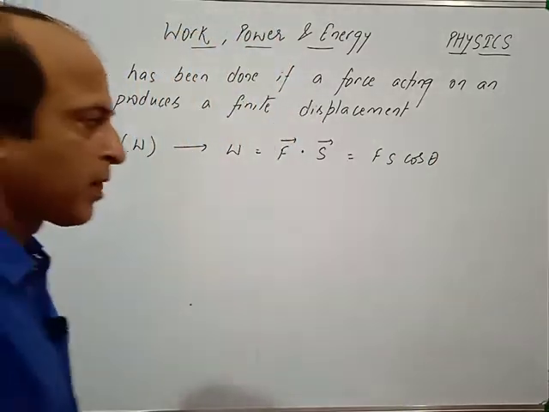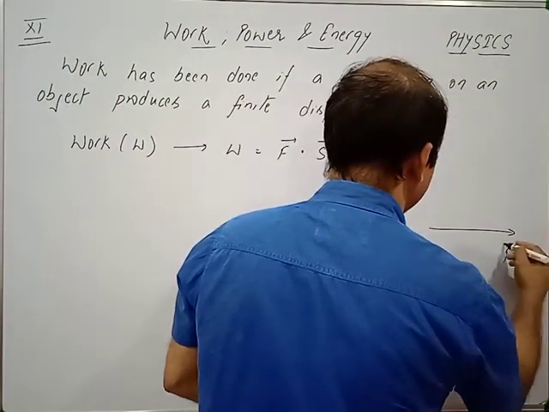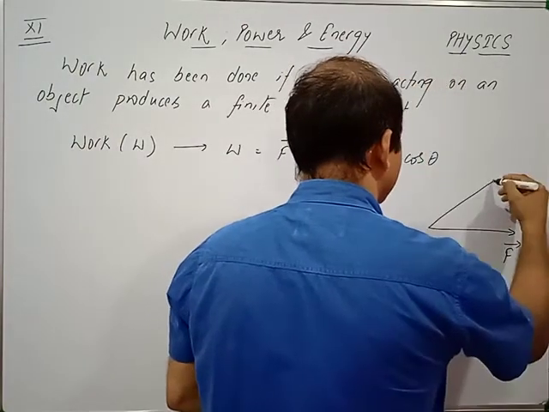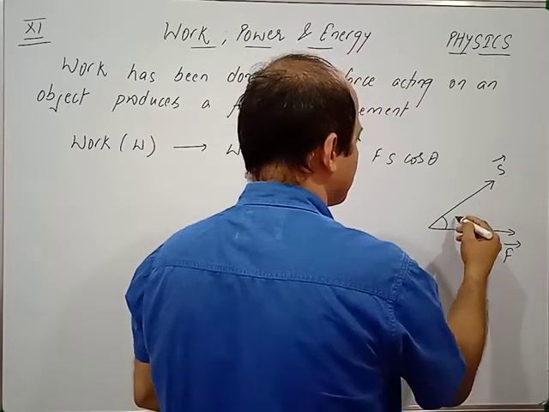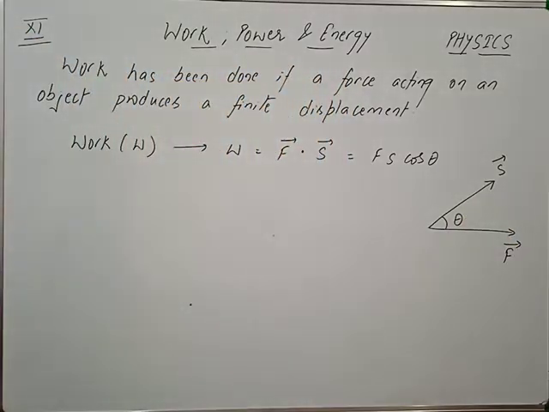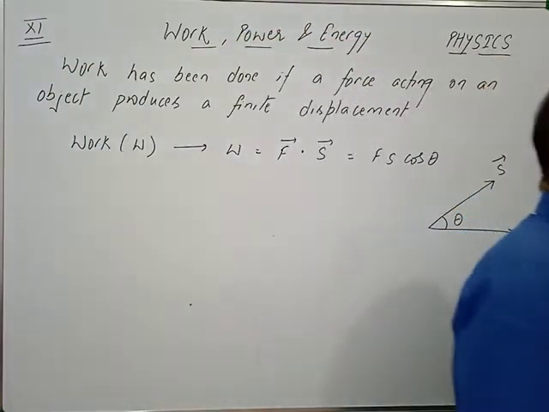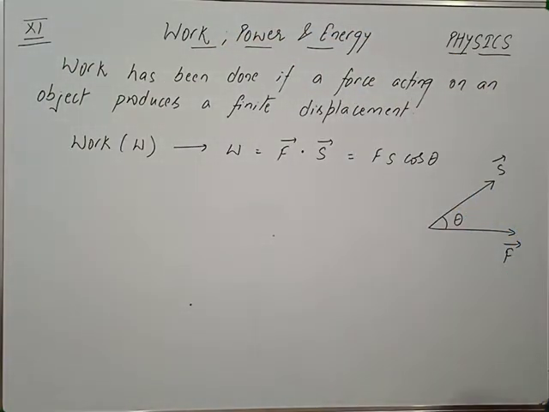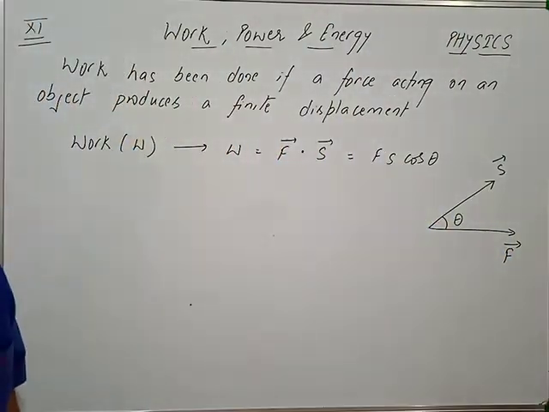What does this mean? This means that suppose there is a force vector F that produces a particular displacement, say S vector, and the smaller angle between the two is theta. So what is theta? Theta is the smaller angle between the force and the displacement vector of the object. Now what are the possibilities? Let us analyze this formula first.